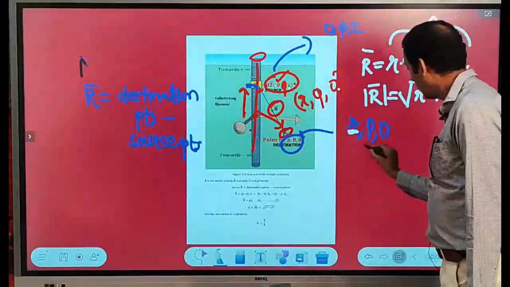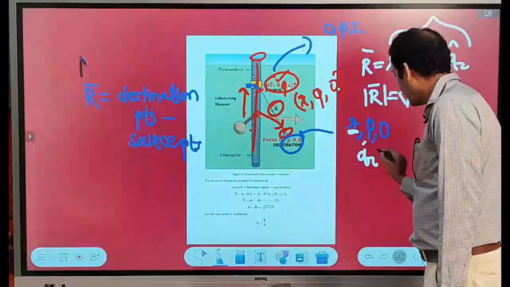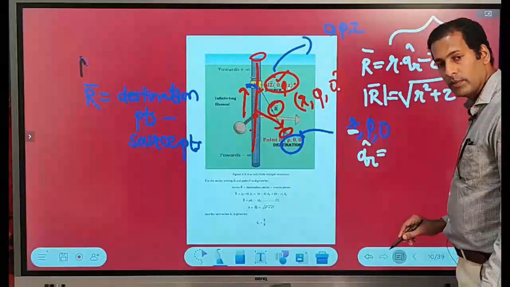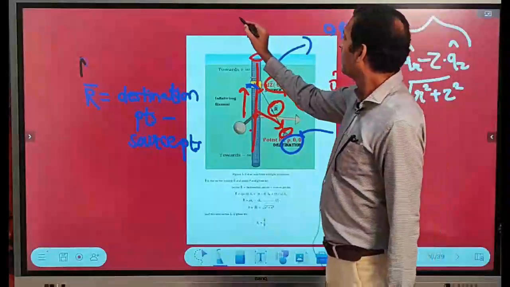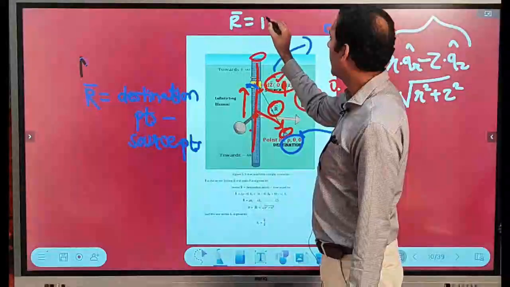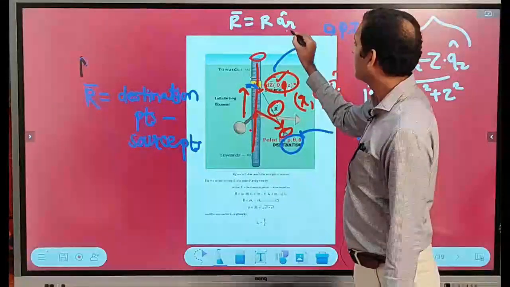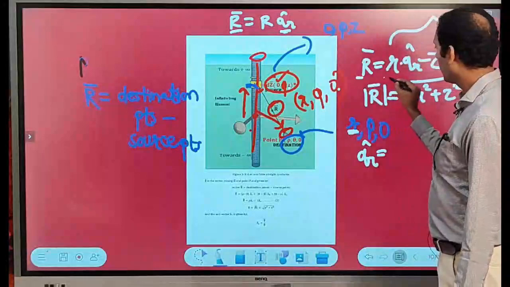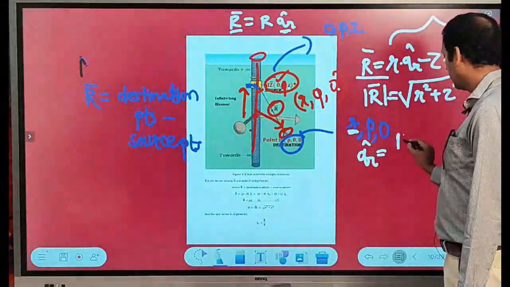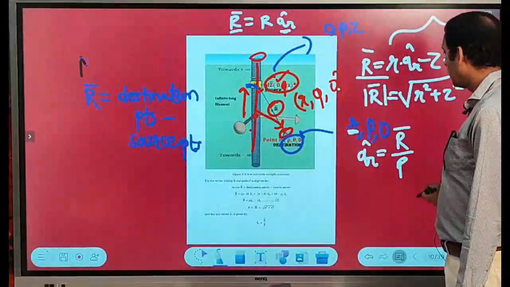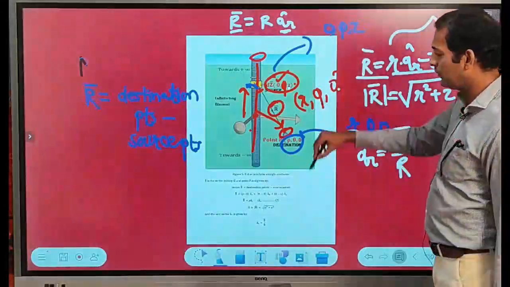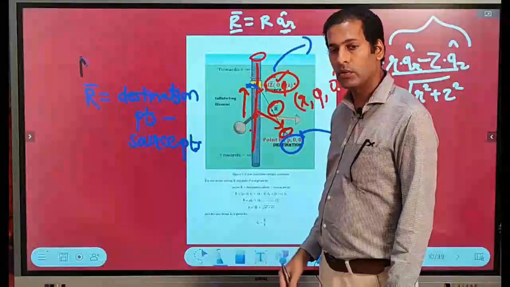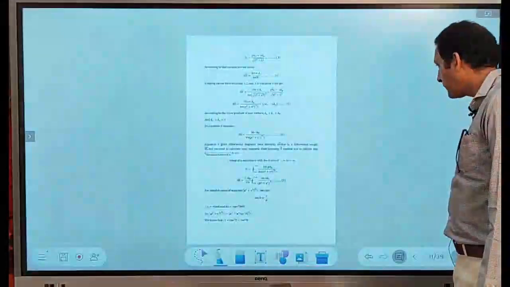So we have r bar, and we have mod of r bar. So what will ar cap be equal to? What is direction equal to? Something divided by something. We have vector equal to magnitude into direction. Hence direction will be equal to vector divided by magnitude. So if we take this ratio, that is nothing but ar cap. If this ratio is kept in the formula of Biot-Savart's law, we have to put the limits and solve it. So let us check it.